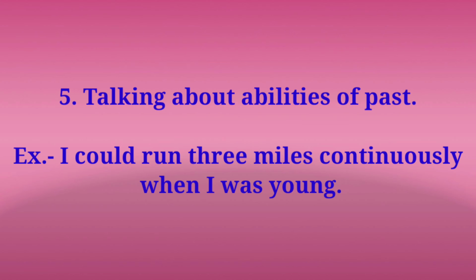Next is when we are talking about abilities of the past. For example, I am talking about the past and I say, I could run 3 miles continuously when I was young. When we are talking about the actions or abilities of our past, we make use of could. I hope this example has made it clear how we use could when talking about our capabilities of past time. Suppose you are talking about your childhood, your school days, or your college days. At that time you want to tell other people what you were able to do. You are talking about your abilities, so you should make use of could. You can't make use of can at that time because you are talking about the past. We make use of can for the present time.